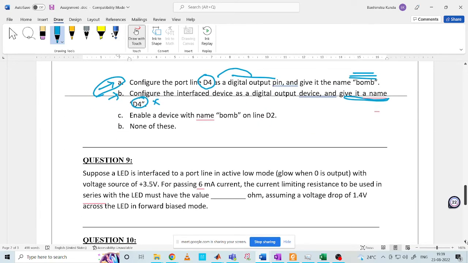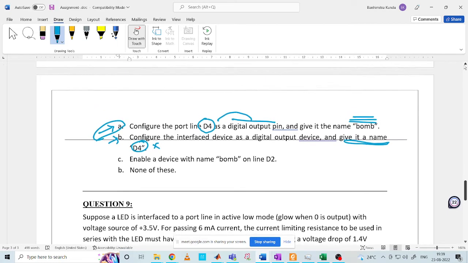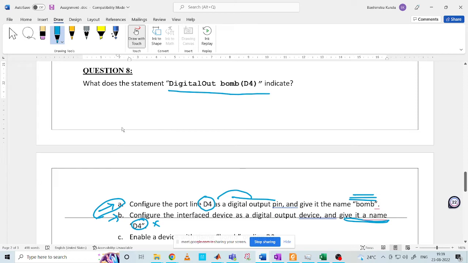The next question I guess will be interesting. Question 9. Sir, can you please explain the previous one once again? Yes. What it says is, the digital out is a construct, which means that you configure this D4 line as a digital output line, and you can also name it as bomb. So you can represent this D4 from the next portion of the code as bomb. Okay. Yes, sir.